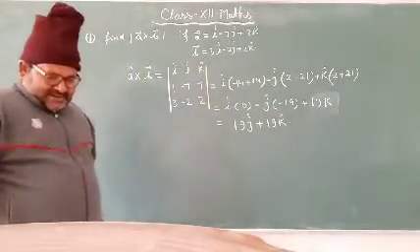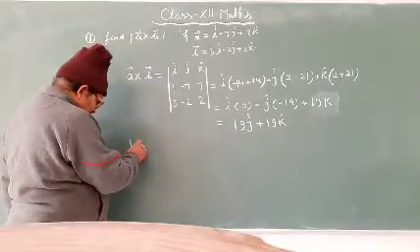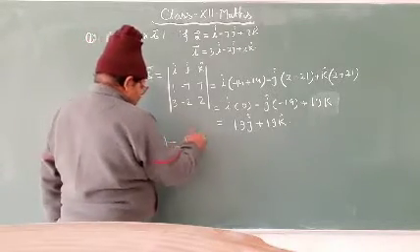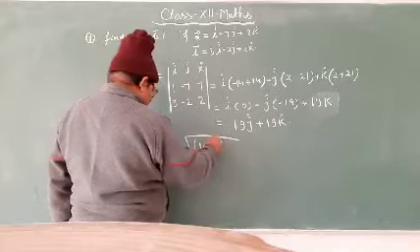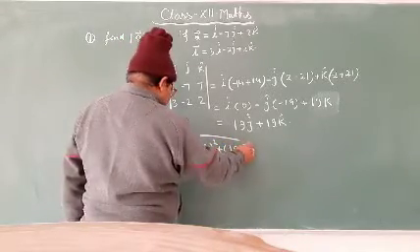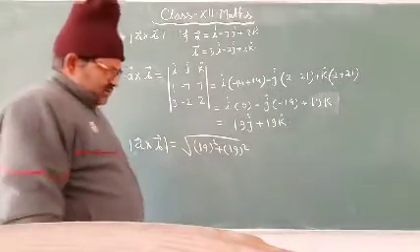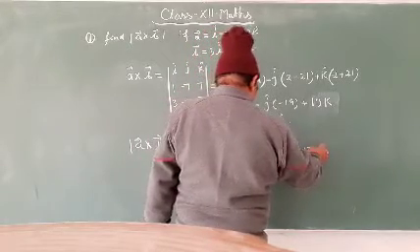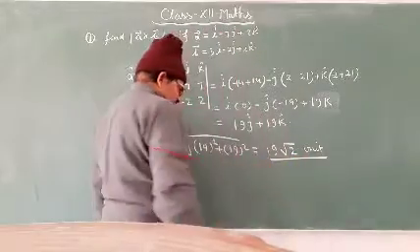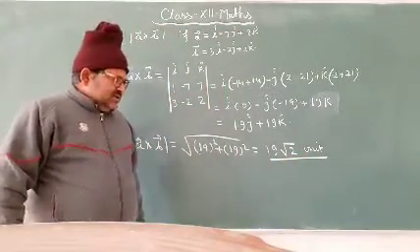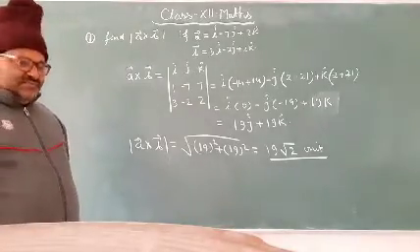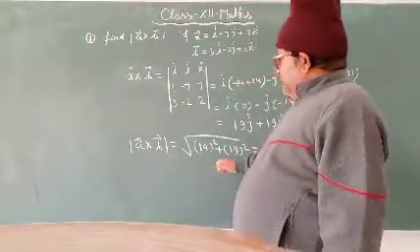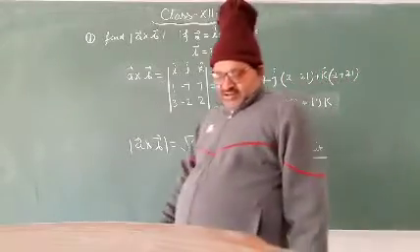19j plus 19k. Now the modulus of vector A cross vector B is equal to under root 19 square plus 19 square, which is equal to 19 under root 2 units, and 19 under root 2 units is the modulus of vector A cross vector B. Clear? Next question.